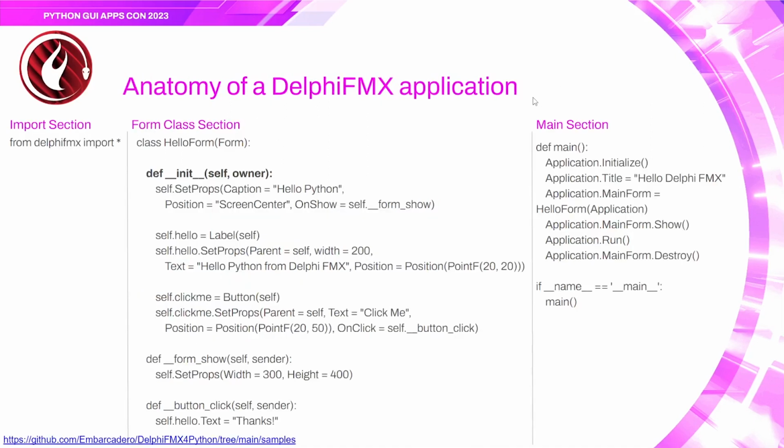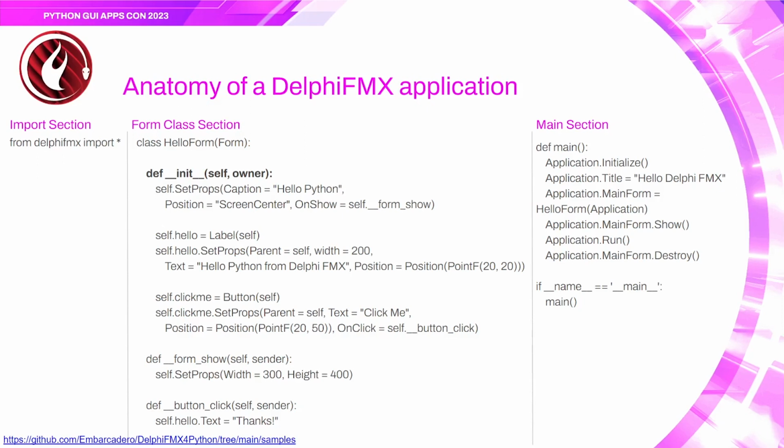Which is here. Here's the anatomy of a DelphiFMX application. So we have the import section, which we just talked about, and then we can have a class section where, in this case, we have a hello form, and there's an init, and inside that init, we do the set properties, and we start creating the various components that will be visible on the form. So in this case, there's a label, there's a button, and then there's, as we can see, an on-show event, and then a button click event as well. So those are both defined.